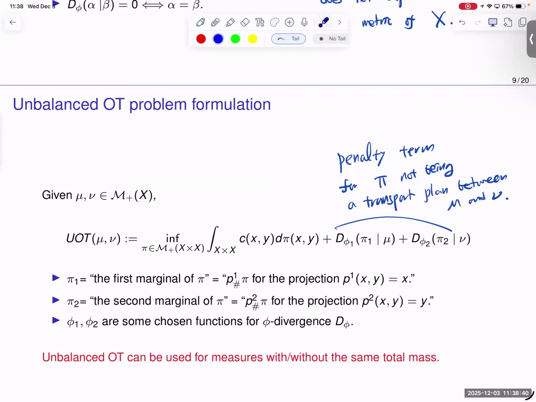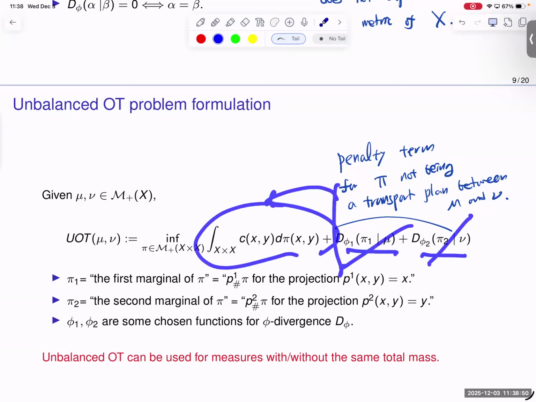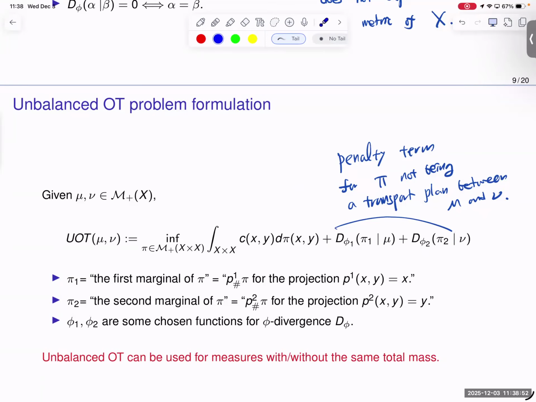So if phi was indeed a transport plan between mu and nu, when mu and nu have the same total mass, then these two terms will go away, then you just come back to the ordinary optimal transport.